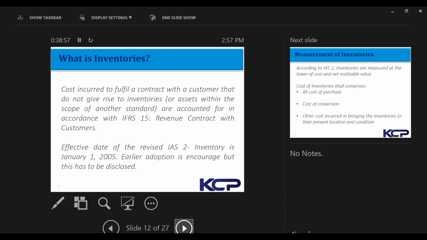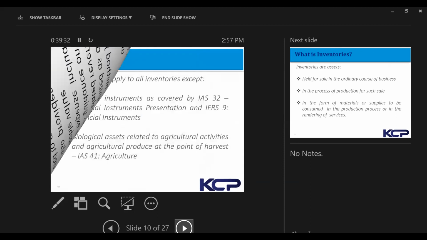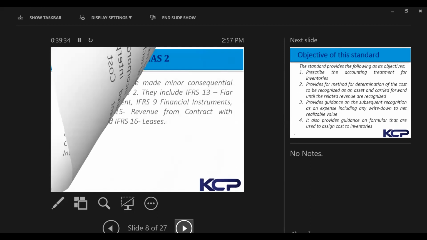It has fulfilled its own obligation, right? So you then have to reclassify into an expense and recognize the matching or corresponding revenue from it. So then we need to emphasize that the effective date of the revised IAS 2 inventory is January 1st, 2005. We had mentioned that ordinarily IAS 2 has always been as late as when?